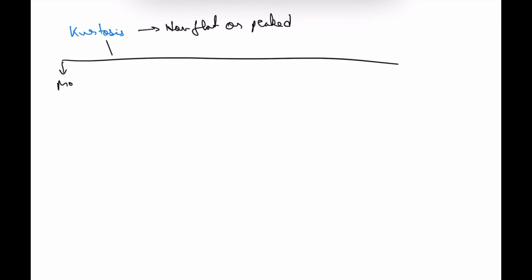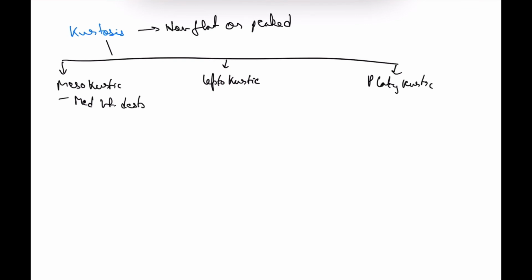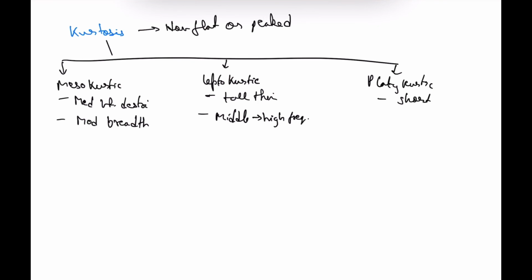We will now talk about kurtosis. So, what is kurtosis? It is how flat or peaked a graph is. Kurtosis can be of three types: mesokurtic, leptokurtic and platykurtic. Now, mesokurtic has medium height distribution and moderate breadth. Leptokurtic will be tall and thin, and the middle will have high frequency. Platykurtic are short and broader.